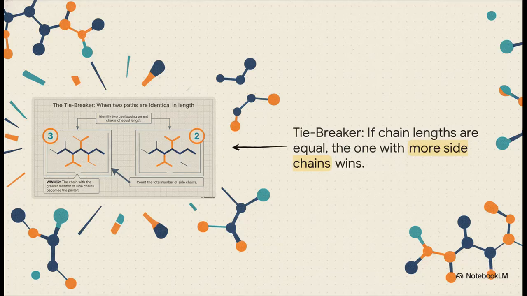Okay, here's our first tiebreaker. What if you find 2 different paths that are the exact same length? Which one is the parent chain? The rule is this. The chain with the greater number of side chains becomes the parent. So in this example, one path gives us only 2 branches, but the other path gives us 3. 3 beats 2, so we have our winner.